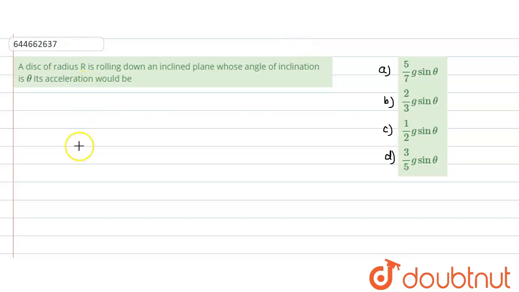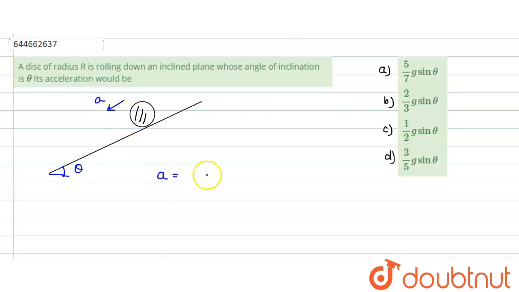For example, if there is any body which is rolling down an inclined plane, say this is a disk, we roll the disk down the inclined plane. Its center has an acceleration a, and the angle of inclination of the incline is theta.